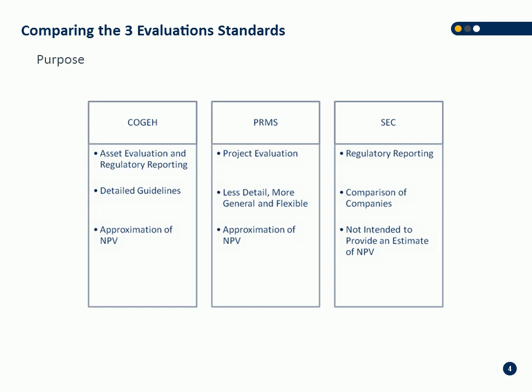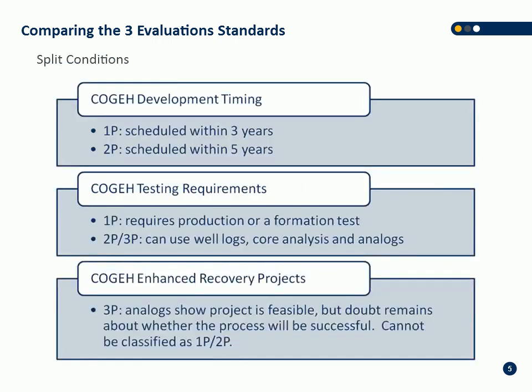COGI, the ultimate purpose of the evaluations under COGI are an approximation of NPV. Same with PRMS. SEC is not intended to provide an estimate of NPV. The constant price casing, the ability to only reflect proved reserves volumes, it really has nothing to do with value, but with comparing volumes.